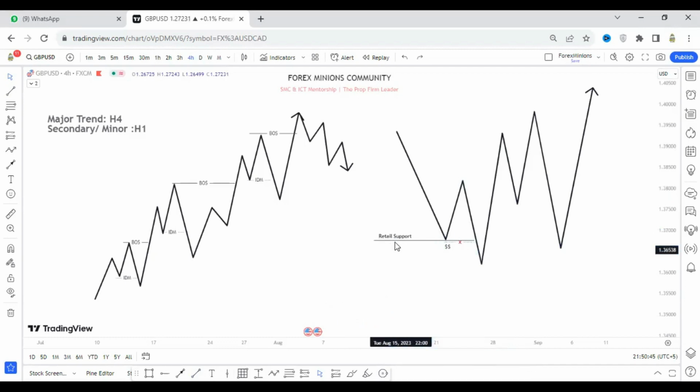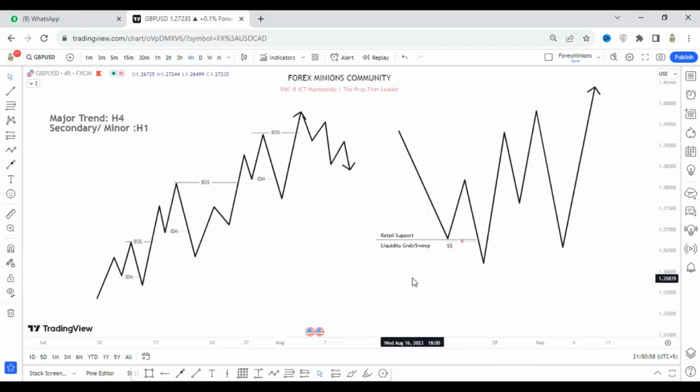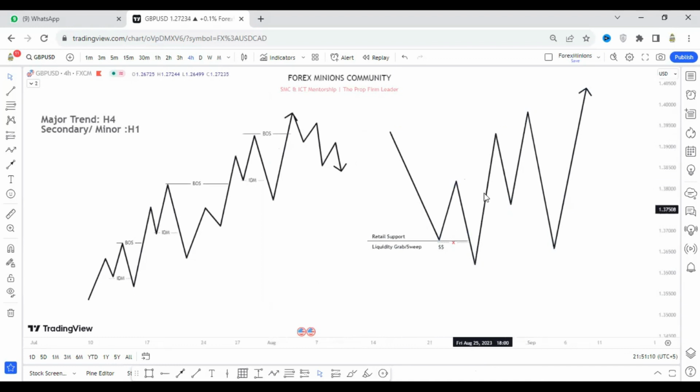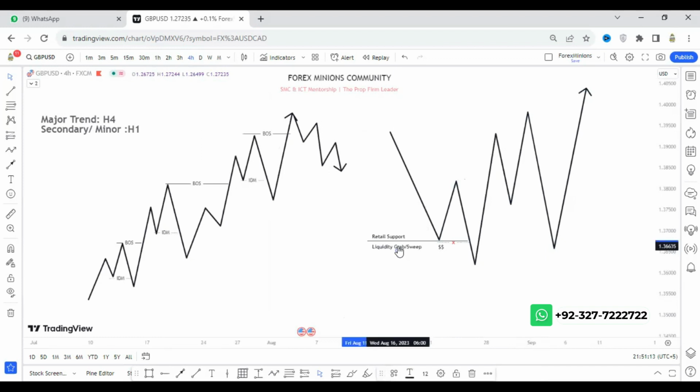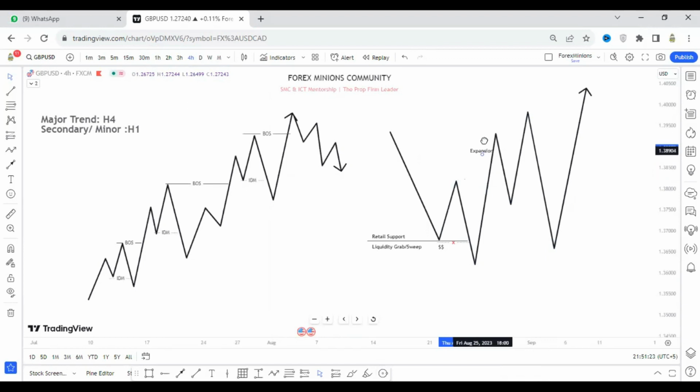So what happened there? The market just grabbed the liquidity or swept the liquidity. Liquidity grab or sweep, you can call it anything you want. The retail support, the market moved up, then came down, grabbed the liquidity and moved higher. When the market starts moving high from this low to this point, this move must be an expansion. This move must be an expansion.